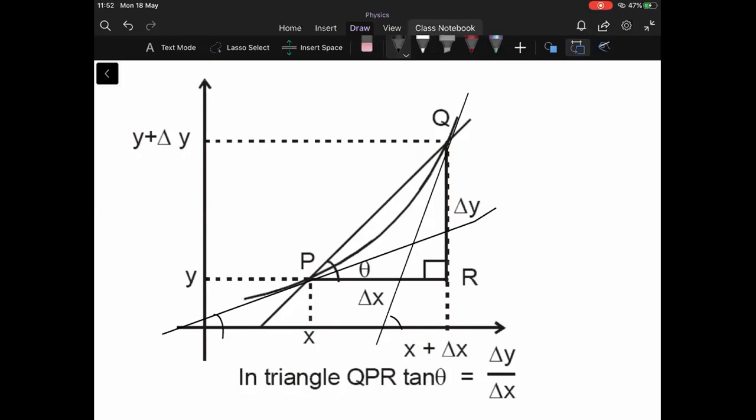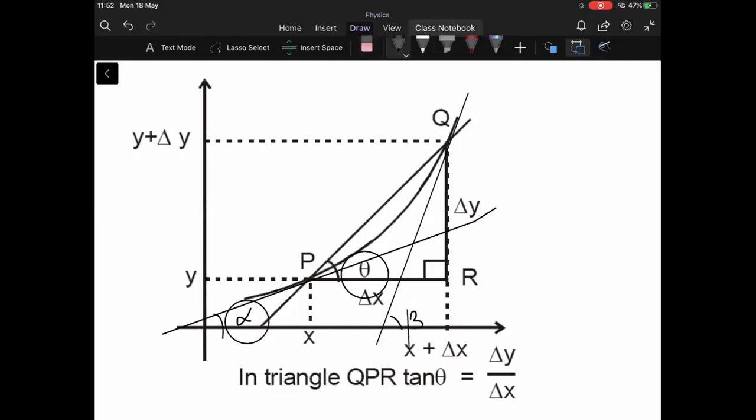So this angle is let's say alpha, this angle is beta. So you cannot say that tan alpha is equal to tan beta is equal to tan theta. No, they are not. Tan theta is the average slope. Tan alpha is the instantaneous slope at point P. Tan beta is the instantaneous slope at point Q.